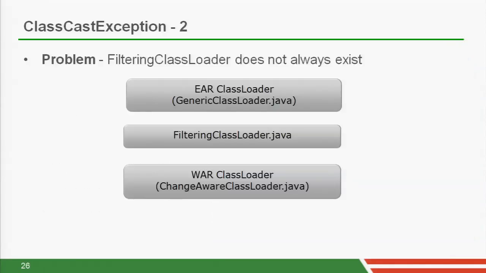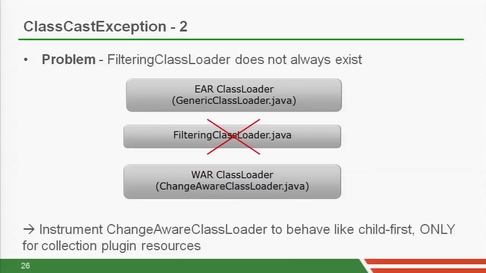One of the next problems that we encountered was this fact. For some reason, which I'm not completely aware of, the filtering class loader does not always exist. With WebLogic, sometimes, it depends on the version. It happens mostly on 10.3, which is the major version that is around of WebLogic, less so on 12.1, which is the new cloud-ready version. But even on 12.1, it happens sometimes.